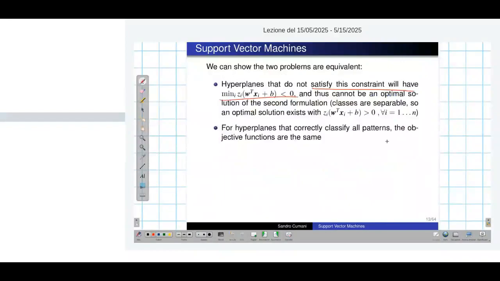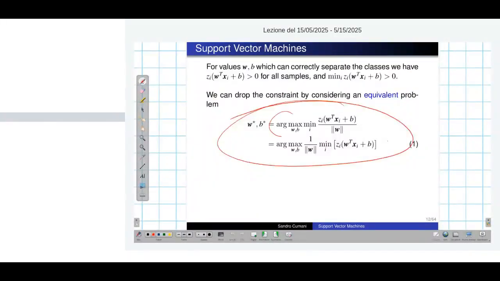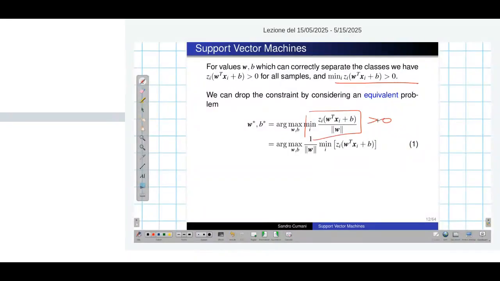But let's imagine I have a hyperplane that does not correctly classify the points. Then the minimum of zi W transpose xi plus b will be lower than 0 for that hyperplane. Since we are maximizing here with respect to W and B, and we know that there is a solution which has a positive minimum distance, this problem will never, by default, be able to select a solution which does not correctly classify the samples. I don't need to enforce the constraint because I know that a solution that correctly classifies all samples will have this value that is positive.